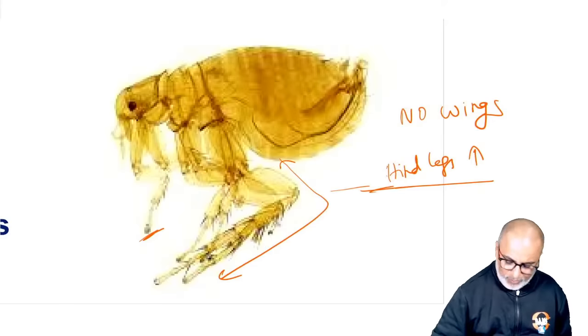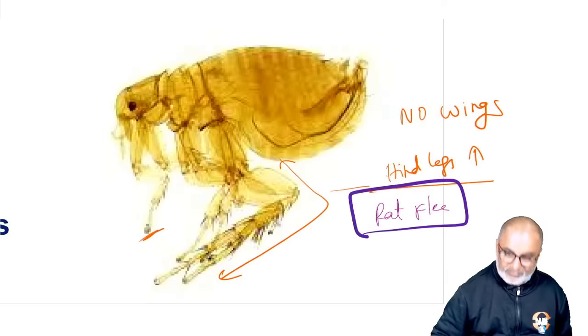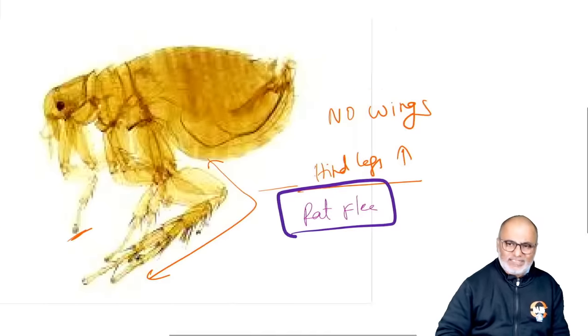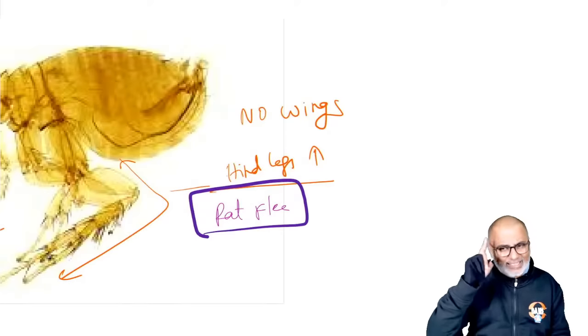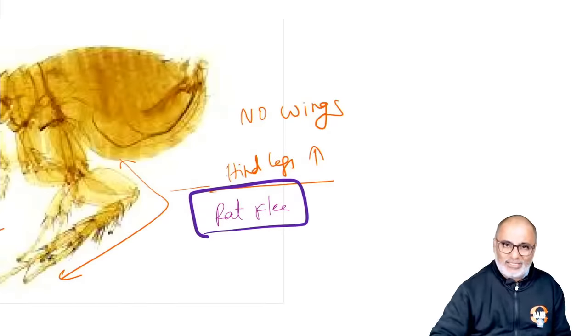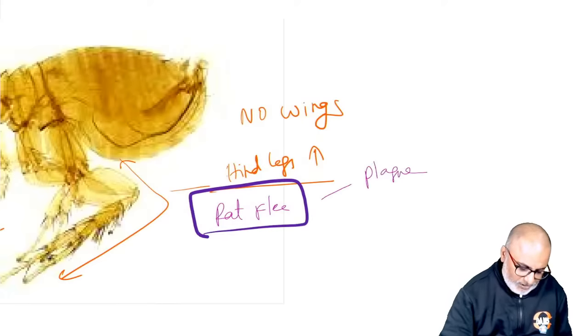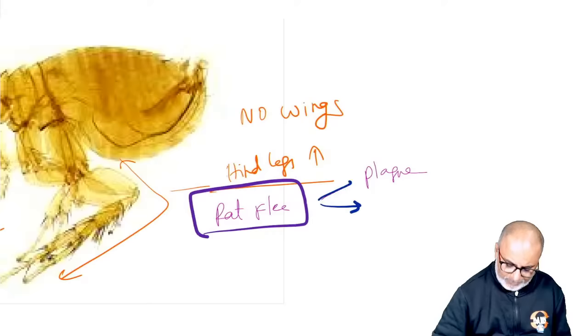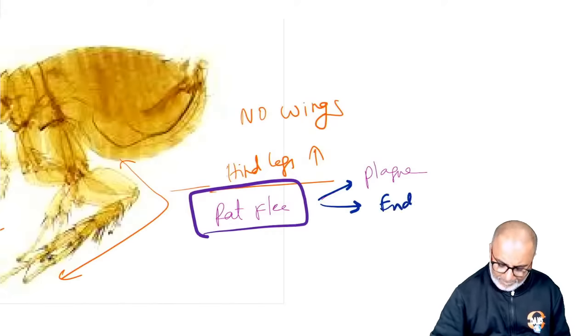No problem. My job will be easy. Rat flea. We call it rat flea. So rat flea is the vector for. First you identify rat flea. Second you think what is the vector, then you move to others. It is the vector for plague and the vector for endemic typhus.